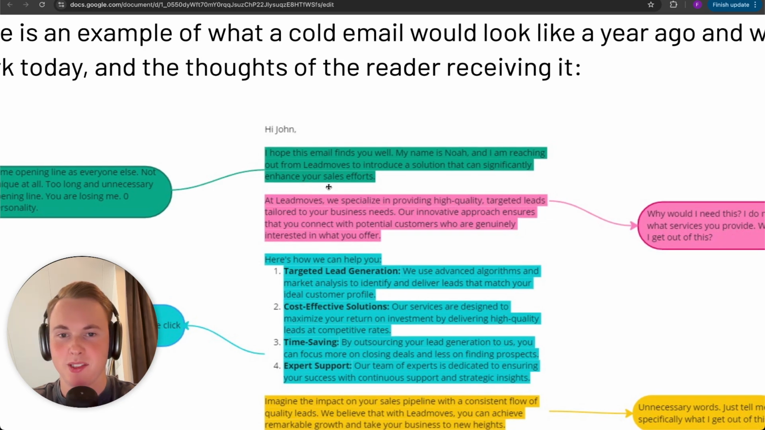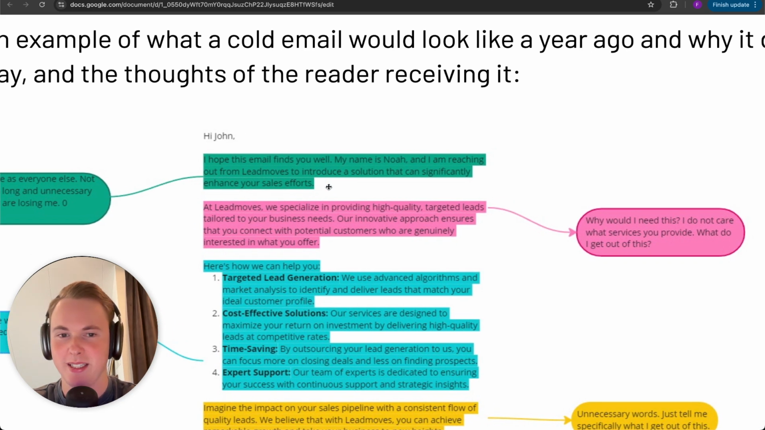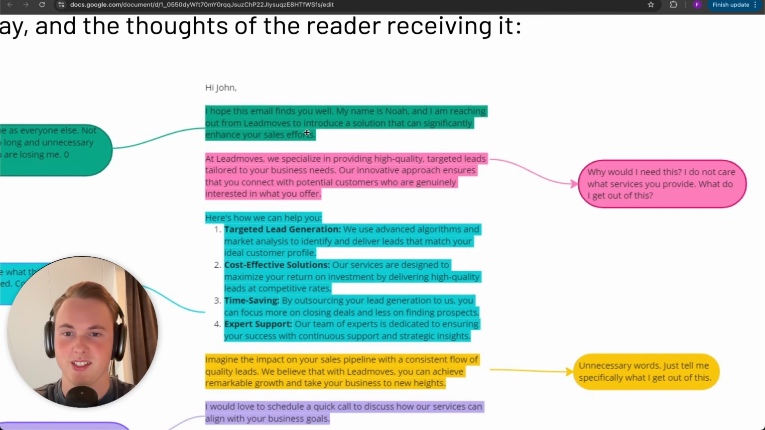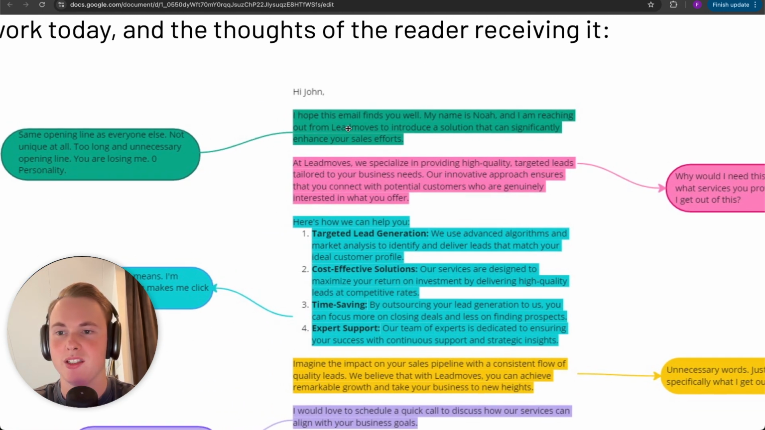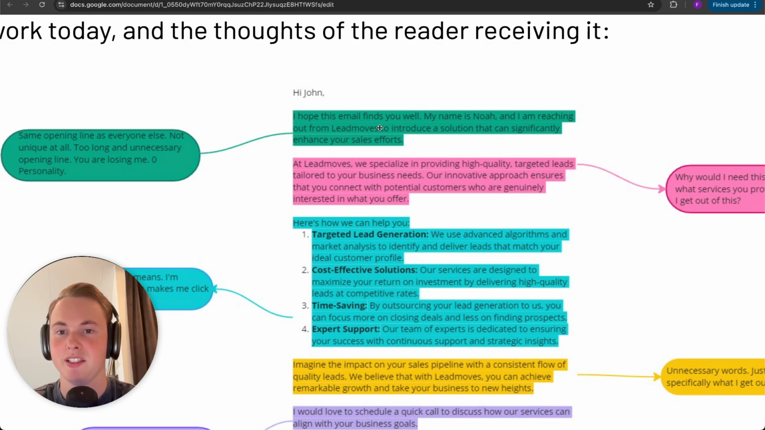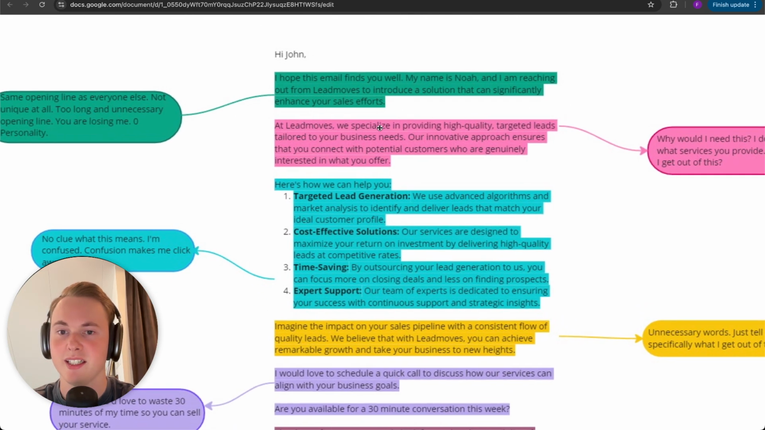"Hi John, I hope this email finds you well. My name is Noah, and I'm reaching out from Leadmoves to introduce a solution that can significantly enhance your sales efforts." This is a super bad generic opening line. It's too long, it's super unnecessary, zero personality, I have no clue who you are or anything like that.